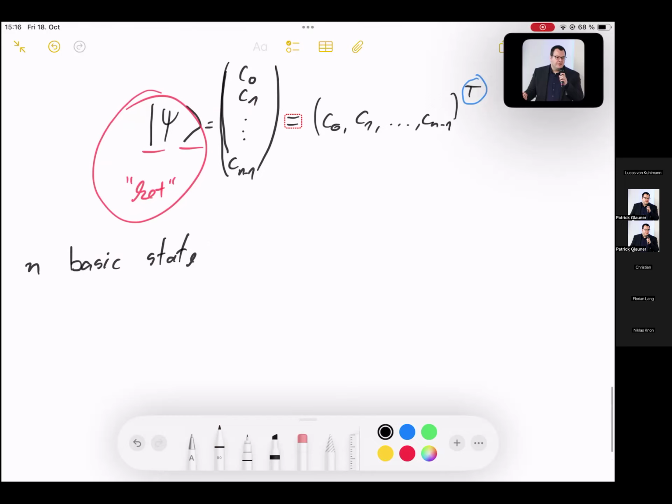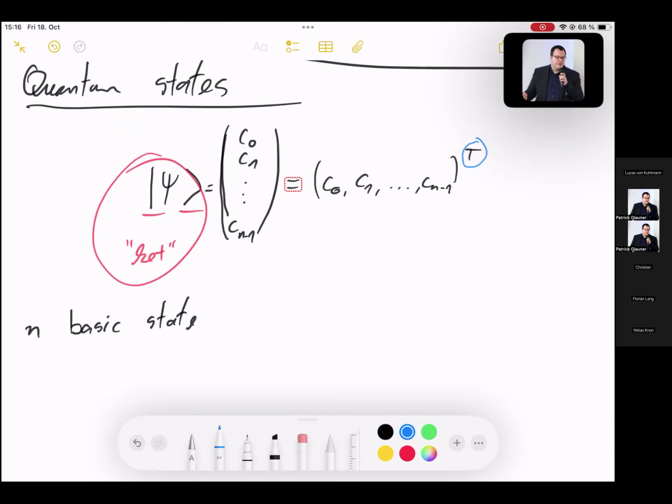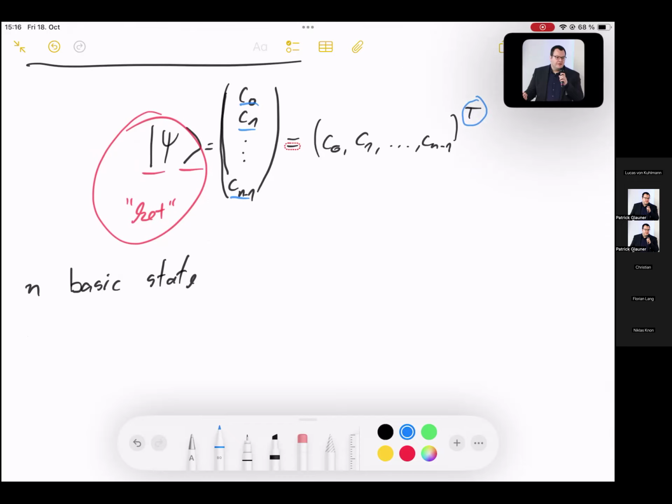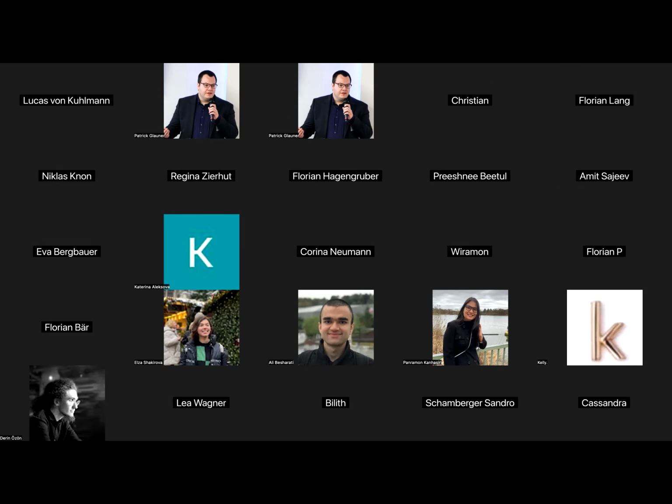So we have a basic state for each position here, for position 0, position 1, up to n minus 1. And these basic states can also be described as vectors. You've seen this kind of thing in an introduction to linear algebra, and how you map from one set of basic states to others. And we'll also need these basic states here.